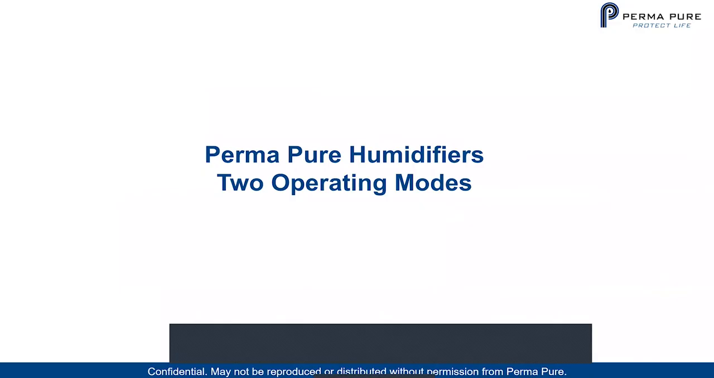So Perma Pure humidifiers have two main operating modes, and they operate differently. We're going to be discussing each operating mode separately. The first operating mode is the gas-to-gas operating mode. That's when we are humidifying in the gas phase, taking water vapor, and that water vapor is going to humidify a gas stream inside the tube.